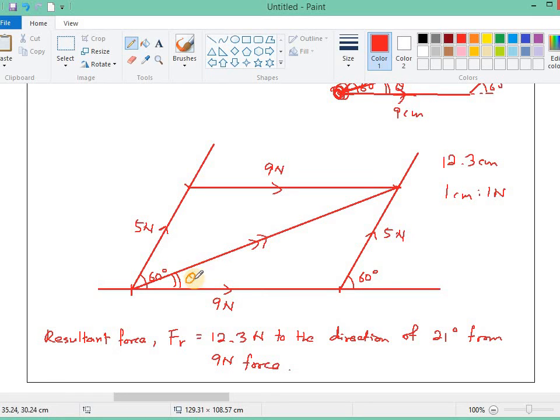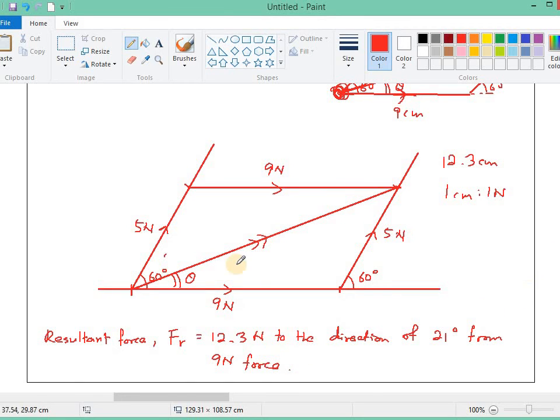Okay, so you see why it's very important to say from where the 21 degree is. Because if you just say to the direction of 21 degree, then people don't know where is this direction. Is it here or is it here? You see these two, the angle is different. Obviously this is larger than this angle. So you have to tell people where is the 21 degree. And if you say 21 degree from 9 Newton force, that means this angle is also 21 degree right now. Okay, this side also true.